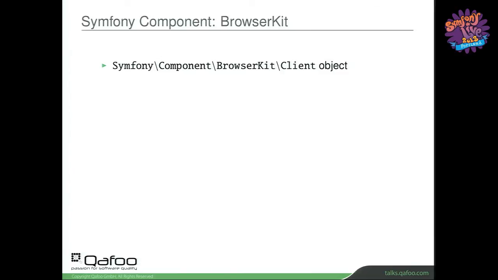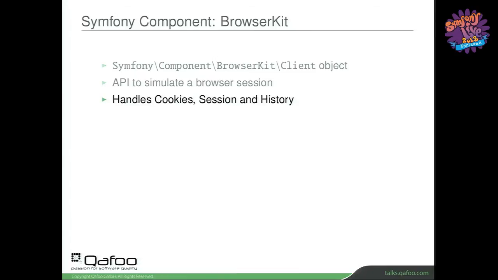What is this client, actually? We should take a look at it in more detail. The client is an object which comes from the BrowserKit component of the Symfony framework. And the BrowserKit component is actually only really used for testing. The primary purpose of the component is, as I said before, simulation of browser sessions, and it handles cookies and the session and the history that you have in your browser. So whenever cookies are set in the application, then the client actually knows about them and keeps them for the next request, so you don't have to take care about this.